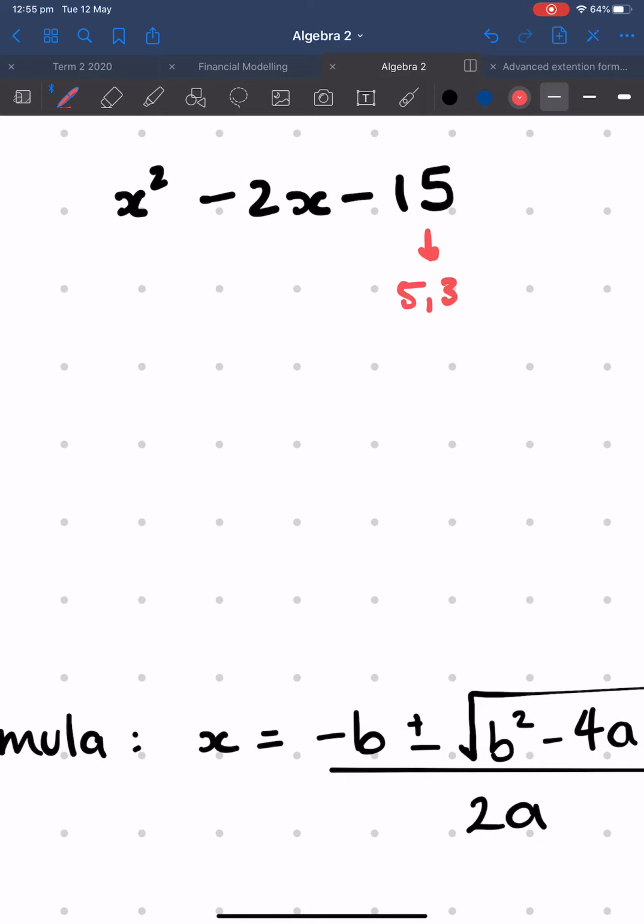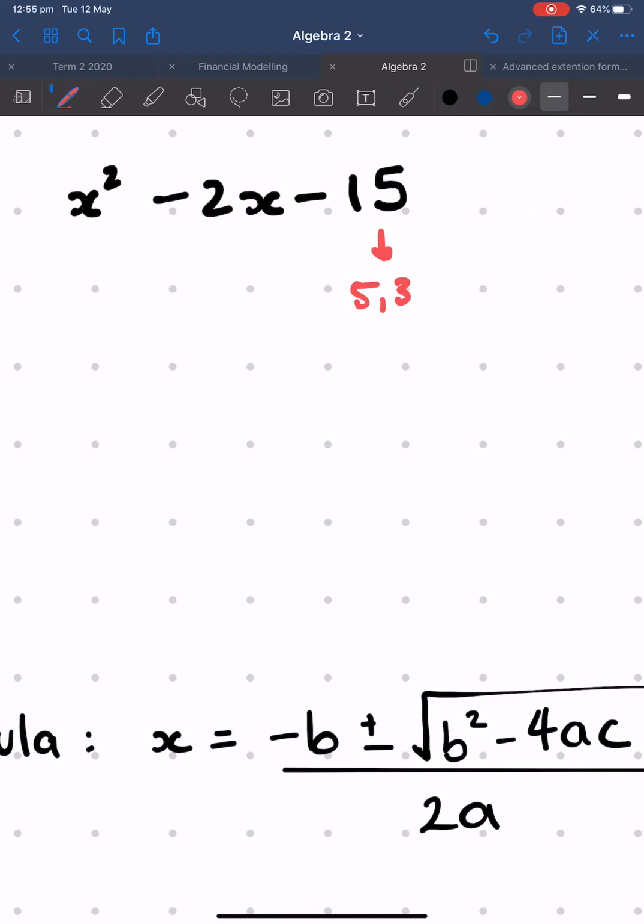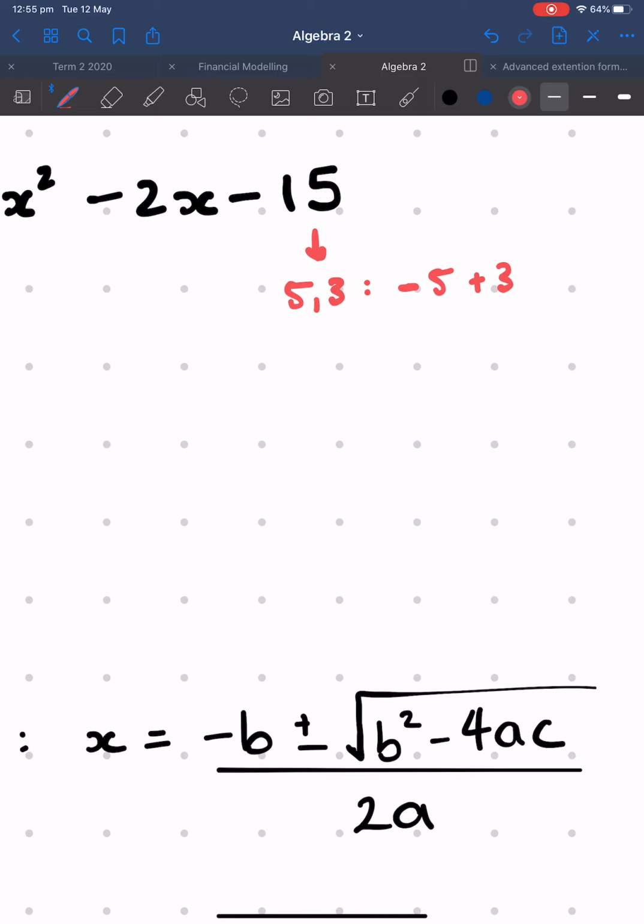Now, you'll notice here that I need to make negative 2. That means I'm going to have negative 5 plus 3, so the bigger number being negative, so that my answer is negative 2. Now that that's checked out, does negative 5 times positive 3 equal negative 15? That also works, and that means I've got my answer. Okay, and that's it.